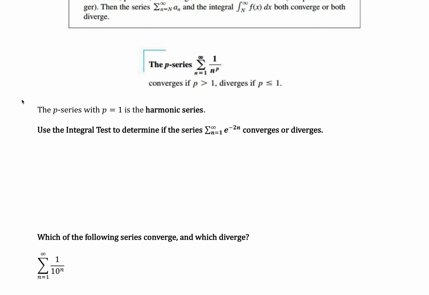Now we're going to look at two examples in this first video. The first one says use the integral test to determine if the series, the sum from n equals 1 to infinity of e to the negative 2n, converges or diverges. So we're going to look at the integral from 1 to infinity of e to the negative 2x dx.